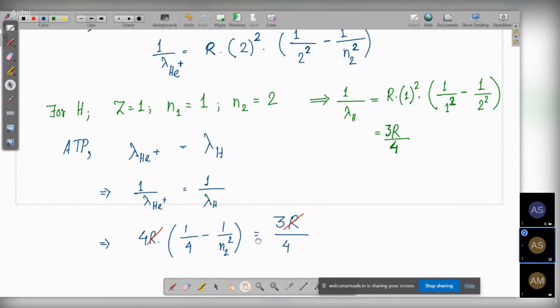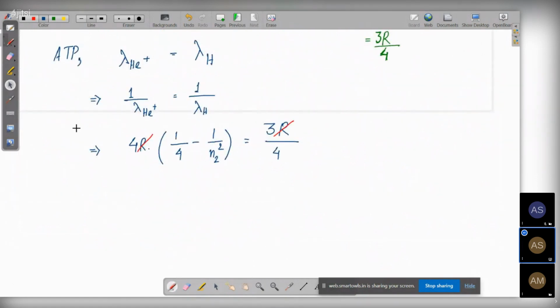So what we get is 1 by 4 minus 1 by N2 square, that is equal to, this 4 will come to the right hand side, that is equal to 3 by 16. So that means from here I can write that 1 by N2 square is equal to 1 by 4 minus 3 by 16. So that is equal to what?